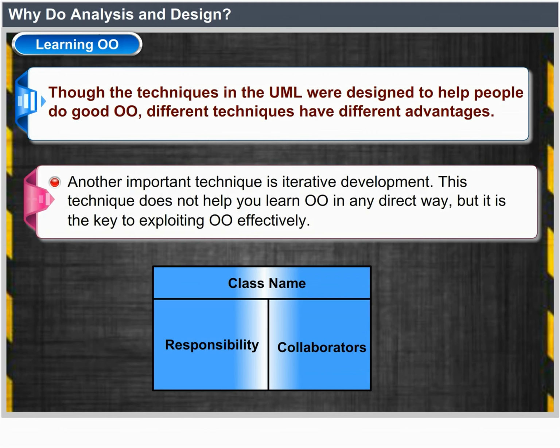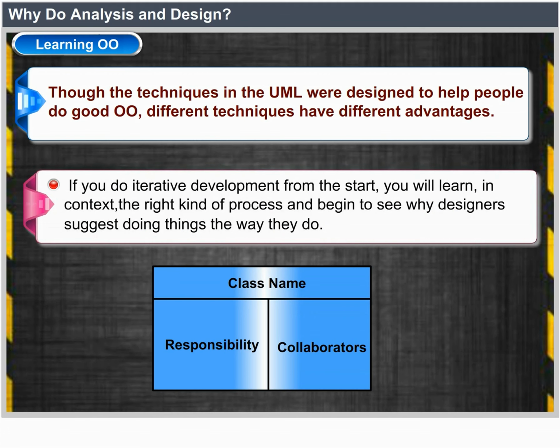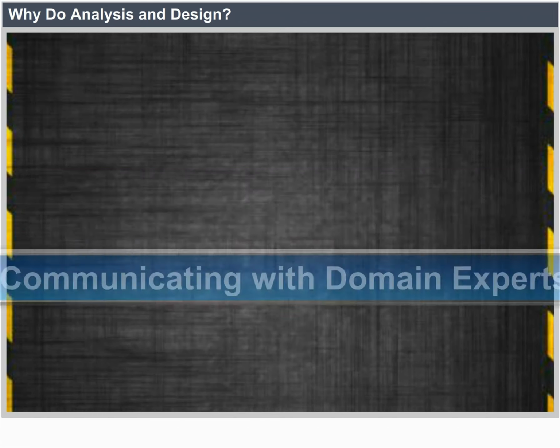Another important technique is iterative development. This technique does not help you to learn object-oriented in any direct way, but it is the key to exploiting object-oriented effectively. If you do iterative development from the start, you will learn in context the right kind of process and begin to see why designers suggest doing things the way they do.